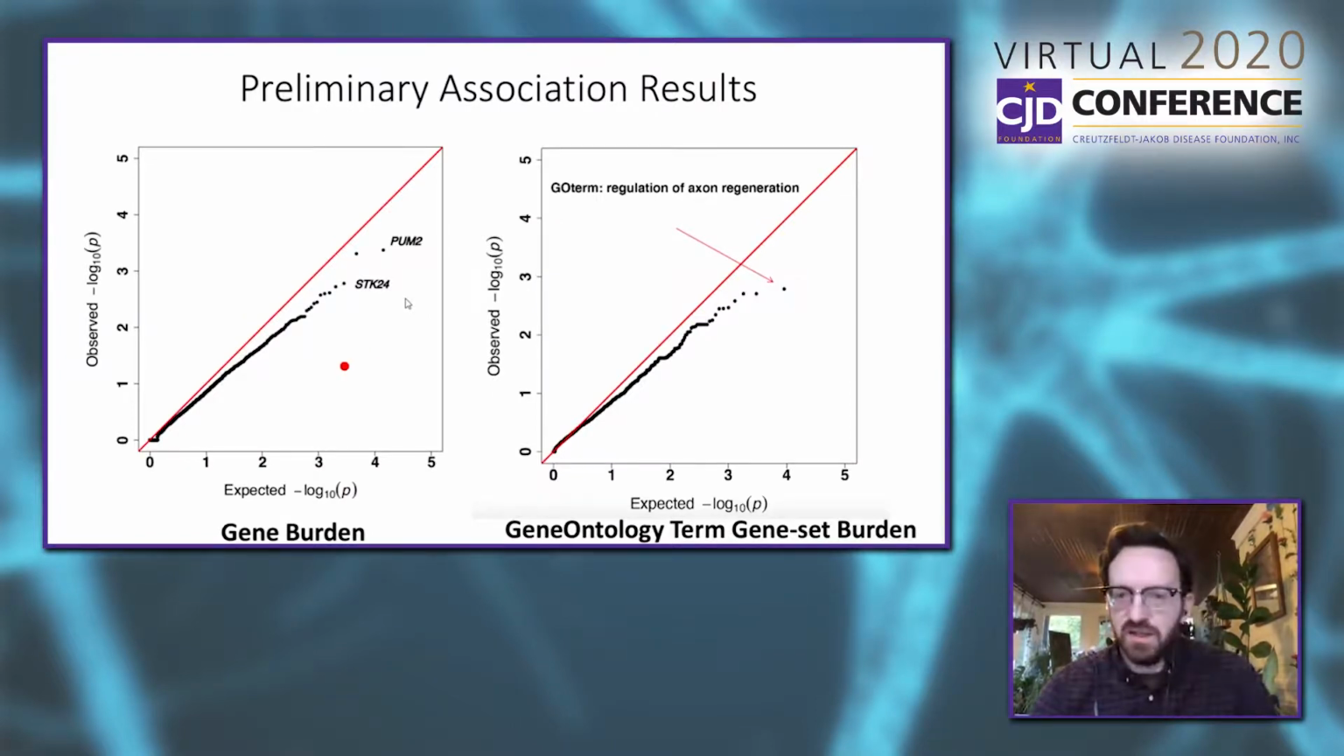And so we did that again with our 72 sporadic CJD sequenced patients and identified, although no genome-wide significant or exome-wide significant genes or gene terms, we found some interesting genes near the top that we hope may replicate in a larger data set. So these genes are PUM2, STK24, and interestingly, at the top of the gene set burden analysis, we find a gene ontology term that contains genes involved in the regulation of axon regeneration. So these are very promising preliminary results that we hope may replicate in a larger data set.